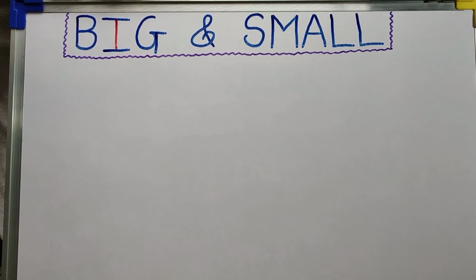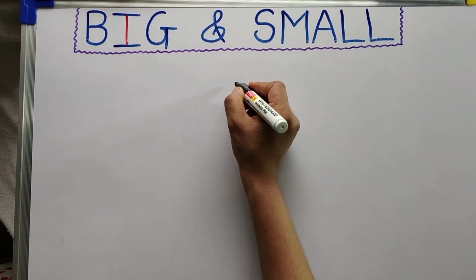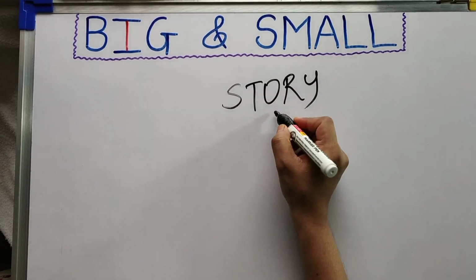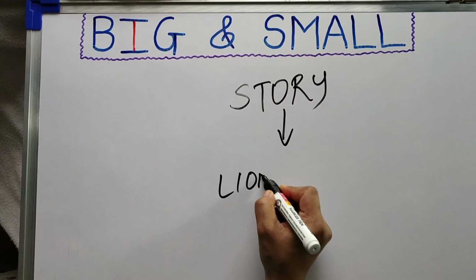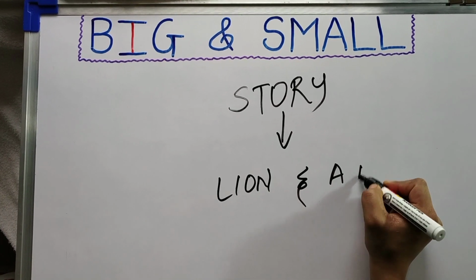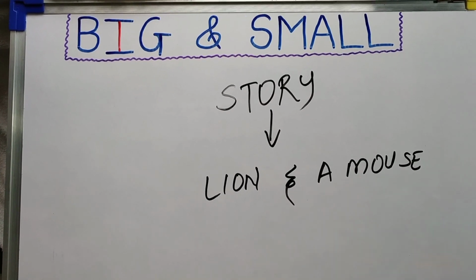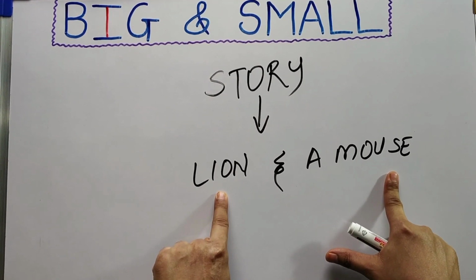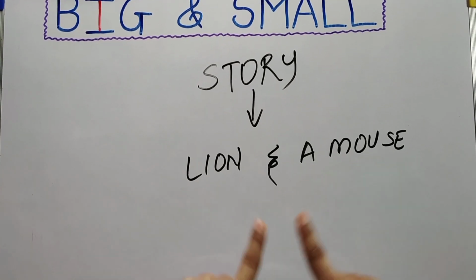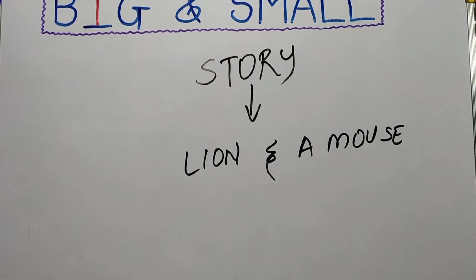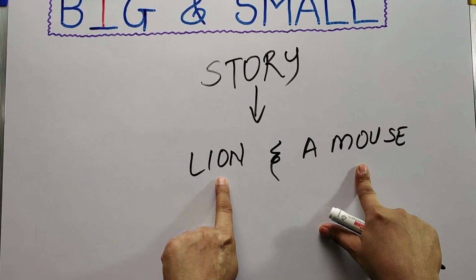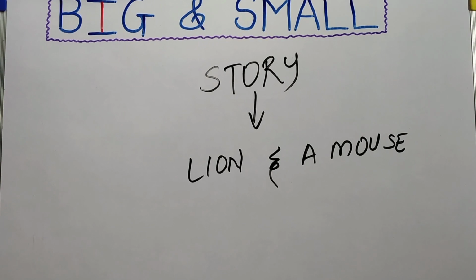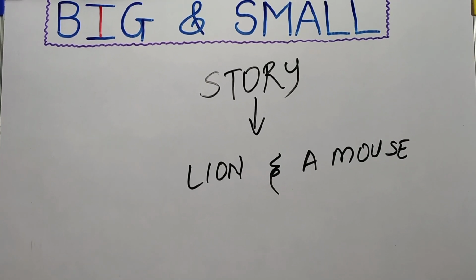You can even narrate stories to children. Like we prefer the story of a lion and a mouse, where a small mouse saved a big lion from the hunter's trap. This story gives children an understanding of big and small. Narrating stories is always helpful since children love listening to stories.